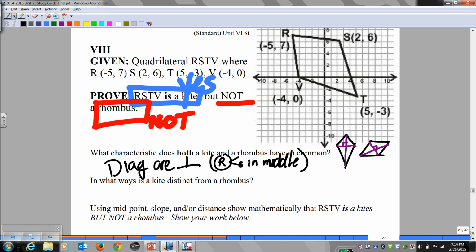So both the kite and the rhombus have perpendicular diagonals. So we can't use that to prove it's a kite, because if we just show those diagonals are perpendicular using the slope equation, all you've shown is you have perpendicular diagonals, which means it could be a rhombus. So we have to ask ourselves, what makes a kite distinct from a rhombus? What makes this shape different from this shape?